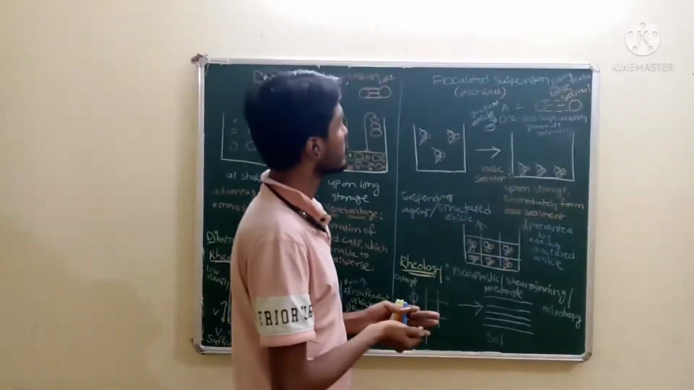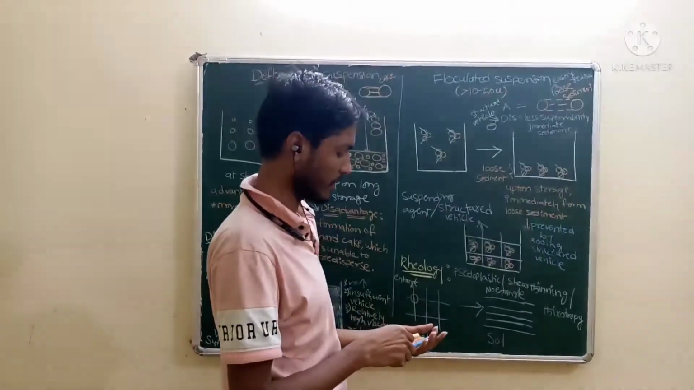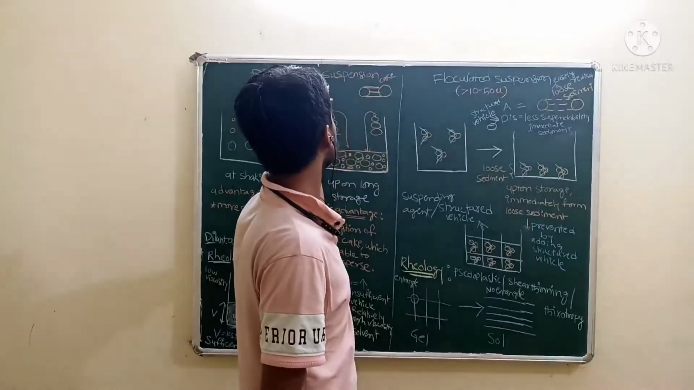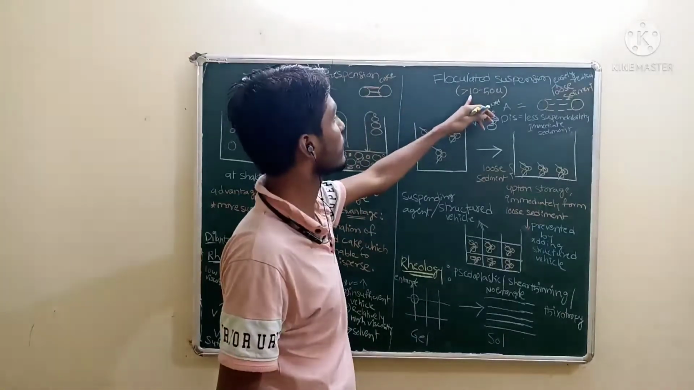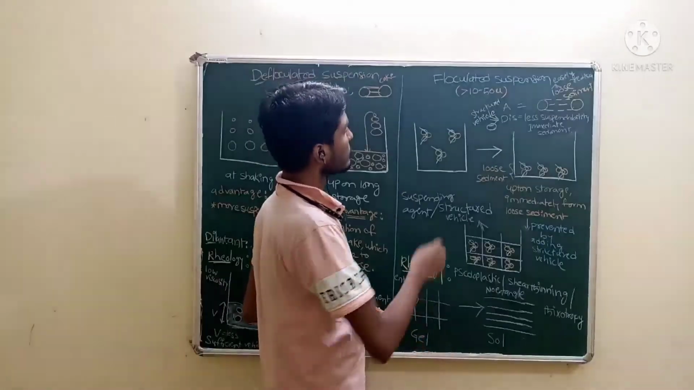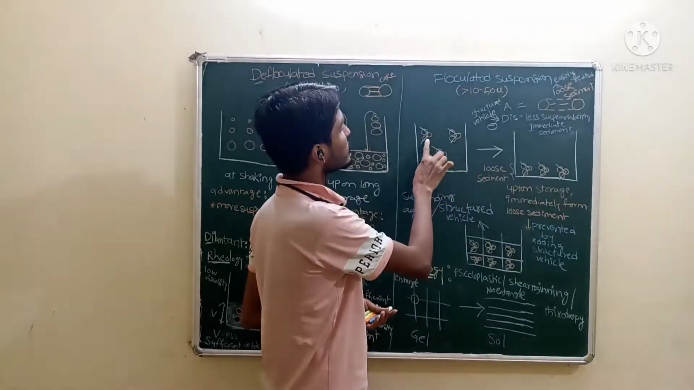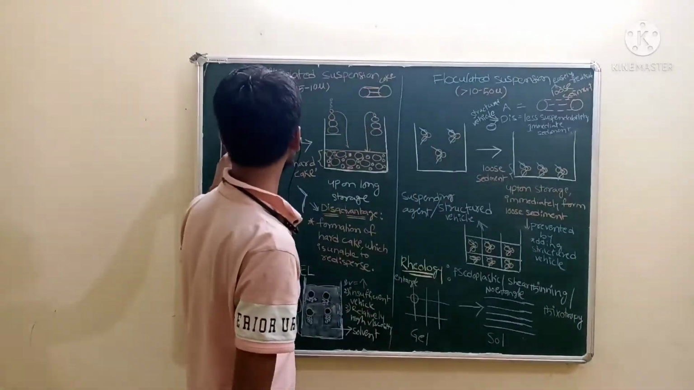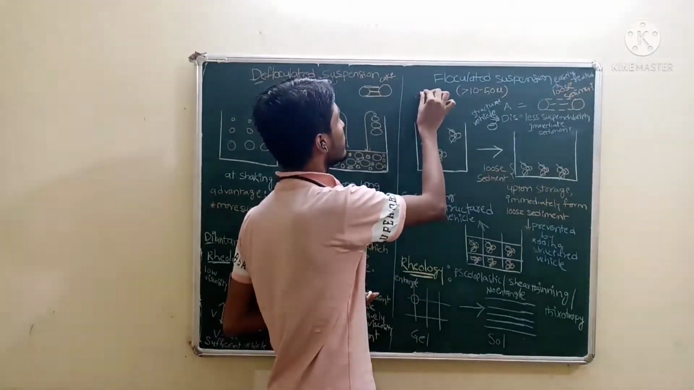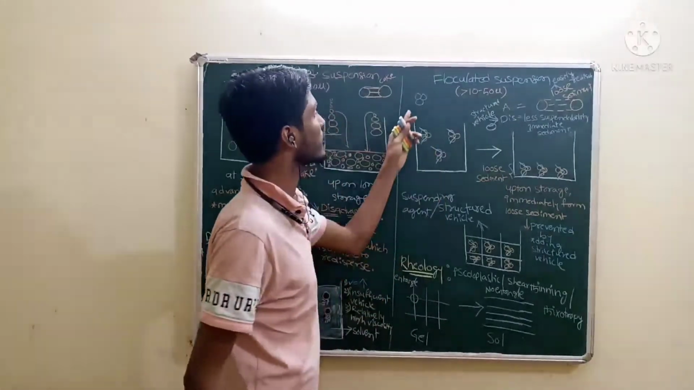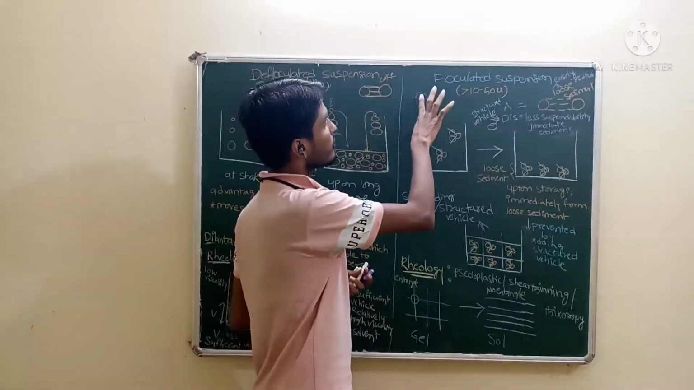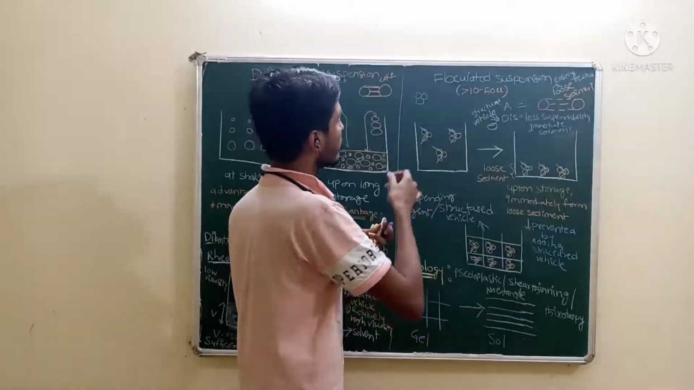Now another topic is flocculated suspension. The particle size is 0.5 to 10 microns, and more than 10 to 50 microns. See here, the particles are flocculated. Flocculation means aggregation like this. This we call a floccule or coagule. These floccules are formed by the presence of a flocculating agent.